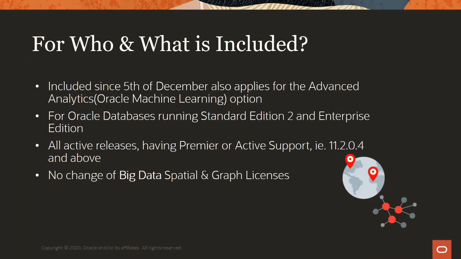So first of all, for who and what is included. This change occurred on the 5th of December 2019, last year. It also applies to Advanced Analytics, which is called Oracle Machine Learning now. It's for Oracle databases running on both Standard Edition and Enterprise Edition, and you just need an active release in order to start using this. That means version 11.2.0.4 and onwards. However, it's worth noting it doesn't cover the Big Data Spatial and Graph license.